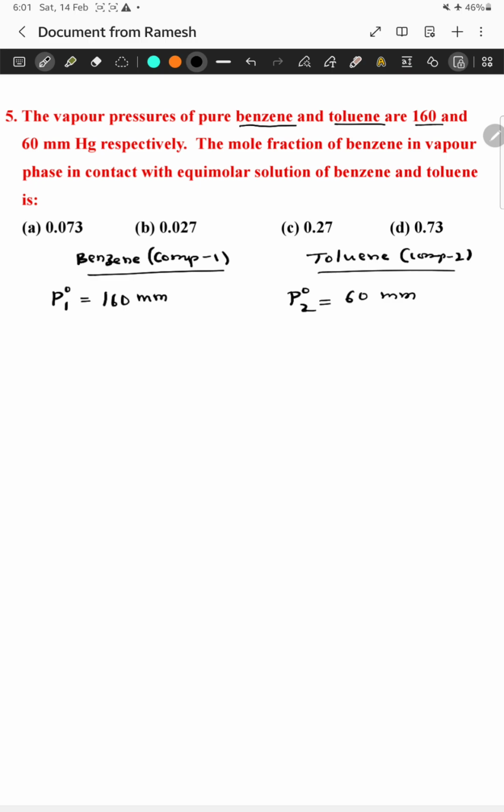Then they have mentioned an equimolar solution of benzene and toluene. Equimolar means the mole fractions are equal. Chi1 plus chi2 will always be equal to 1, correct? So chi1 should be 0.5 and chi2 should be 0.5 only, then the sum will be 1. That's why chi1 becomes 0.5 and chi2 becomes 0.5. Now we are going to use the formula.